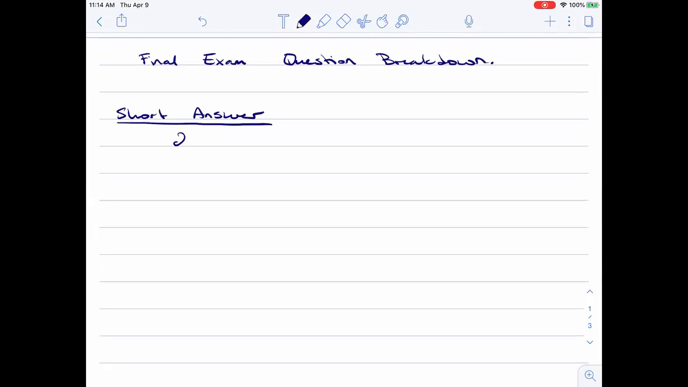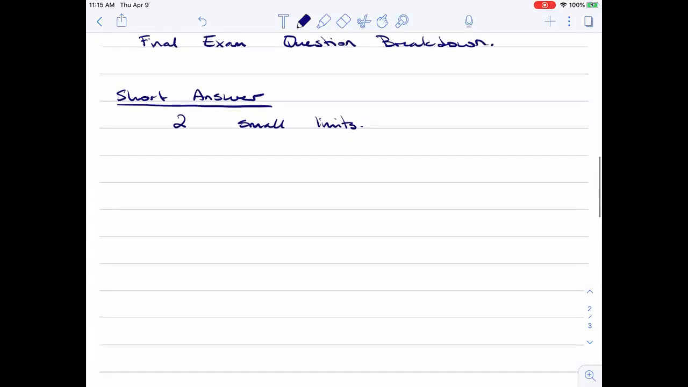So we're going to start with some short answer problems. The short answer section starts with two small limits. There's going to be more limits, but for the short answer, that's what you'll see in that practice test. Sorry, just appeasing the dog. So 2 small limits, and then there's going to be some bigger limits as well. There's going to be 2 questions where, if you are given a limit, you have to tell me if there's a vertical asymptote or a horizontal asymptote, or neither.